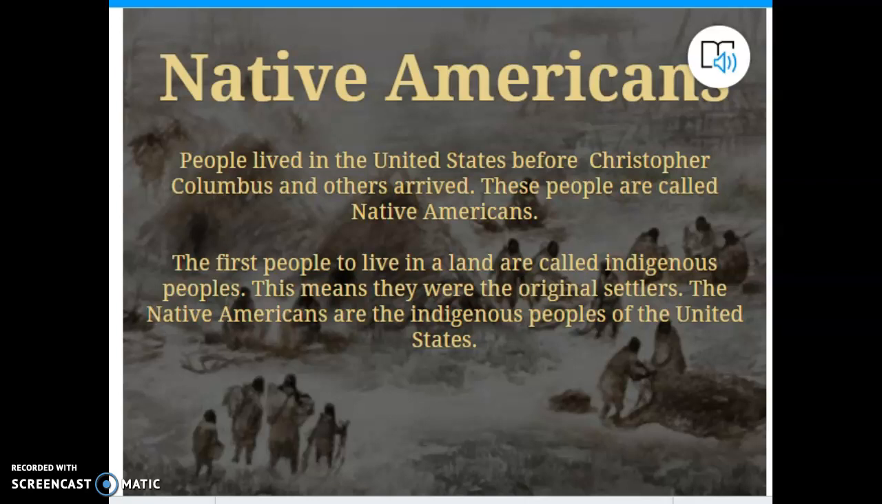People lived here. And we call these people Native Americans. The first people to live somewhere are called indigenous people. So they were indigenous to the United States. That means they were the original settlers. So I know that pretty soon we're going to talk about the settlers. We're going to talk about the colonists. True, they were settlers, they were colonists, they settled colonies, that's fine, but there were people here before that. The Native Americans are the indigenous people of the United States. They were here first.